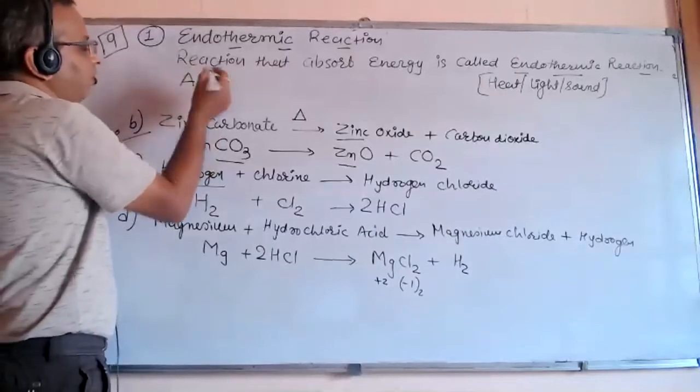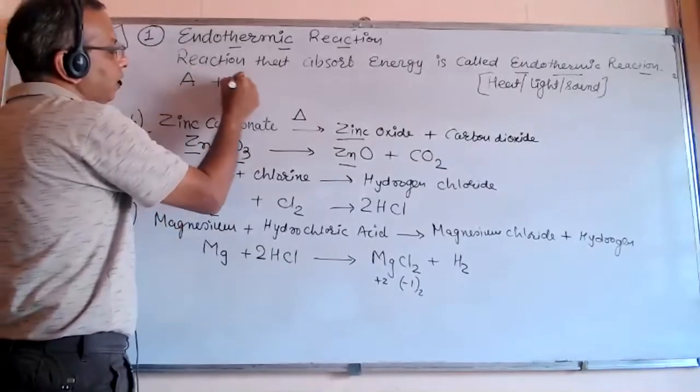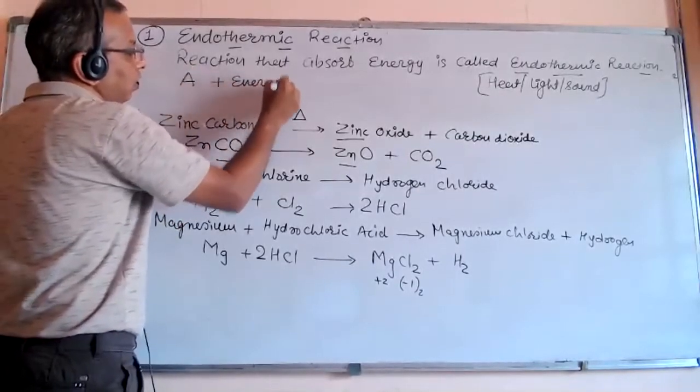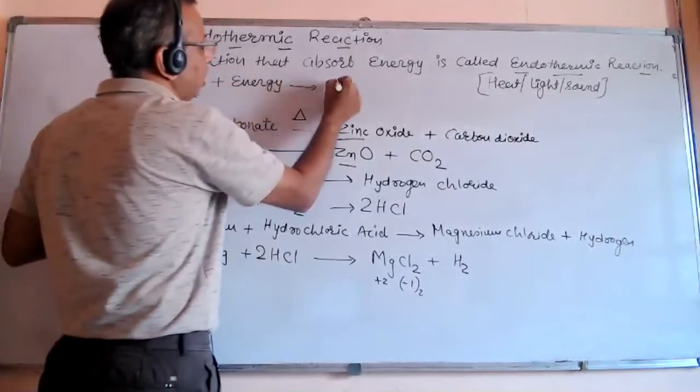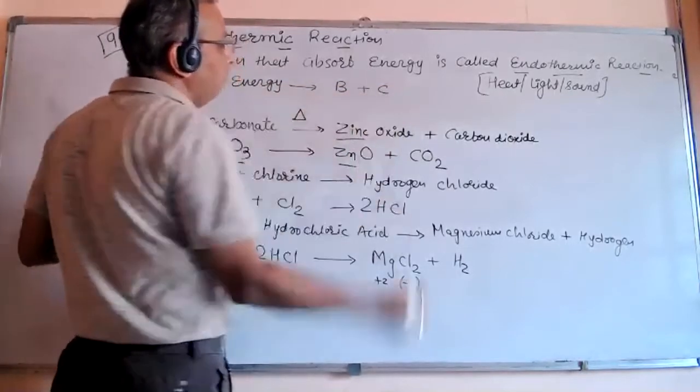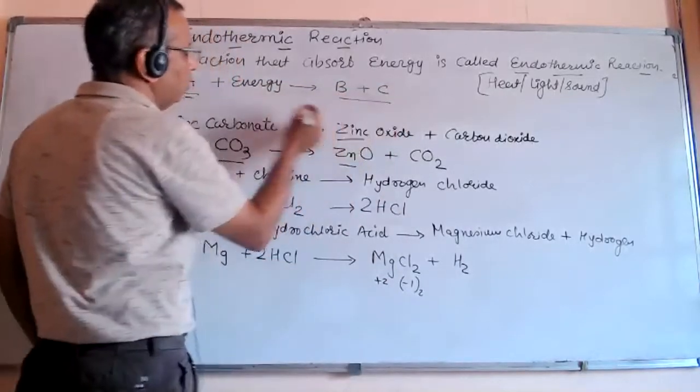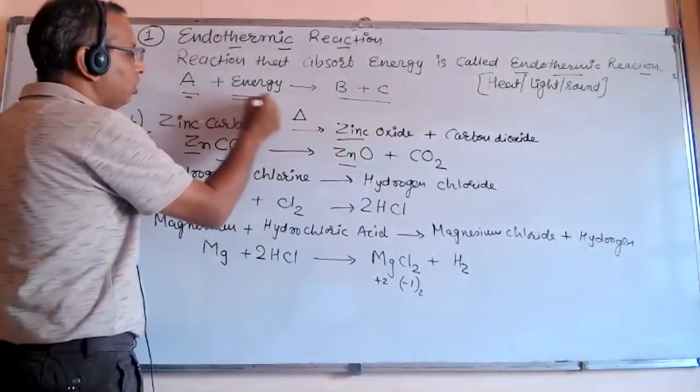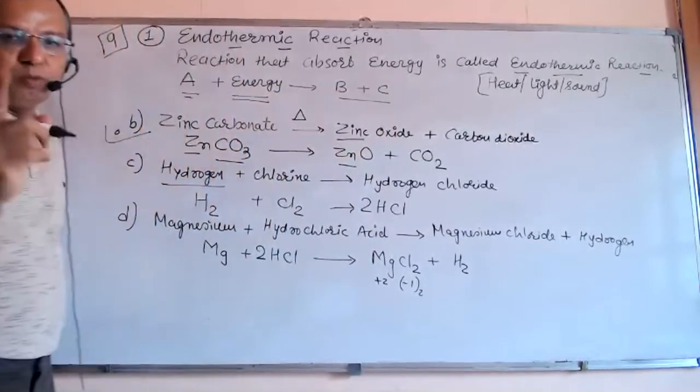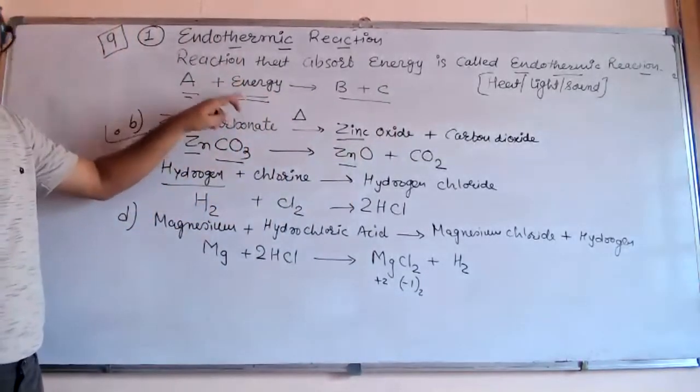Simply, if A, this is, friends, energy, this is reactant, can be broken down into B and C. These are products. In endothermic reaction, friends, energy is to be mentioned on left hand side of the reaction.